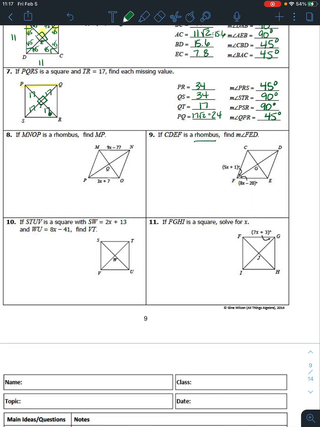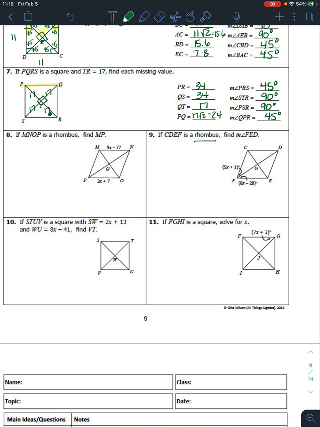So if we look at 9, 9 is a rhombus, which means it's not a square. A square is always a rhombus, but a rhombus is not always a square. Kind of have to remember that, because a rhombus is a square only when there are right angles in the corners, but a square is always a rhombus. It always meets the qualifications to be a rhombus, but it's a little bit harder to be a square.